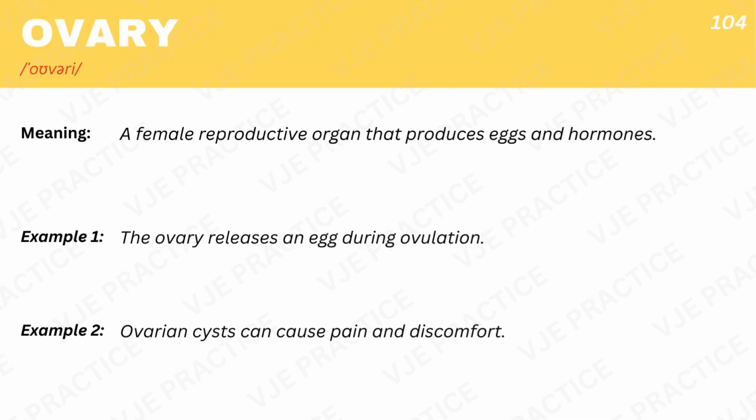Ovary, a female reproductive organ that produces eggs and hormones. Example 1. The ovary releases an egg during ovulation. Example 2. Ovarian cysts can cause pain and discomfort.